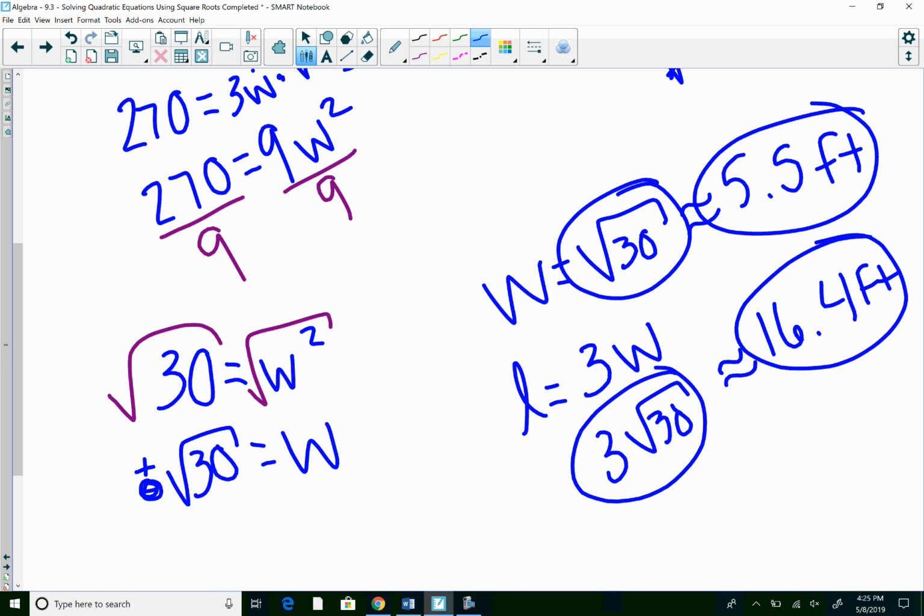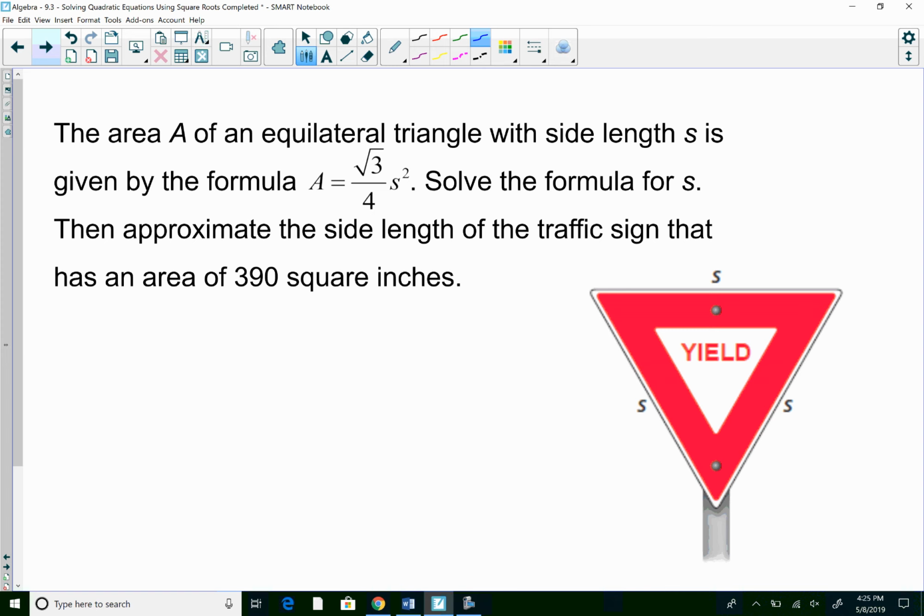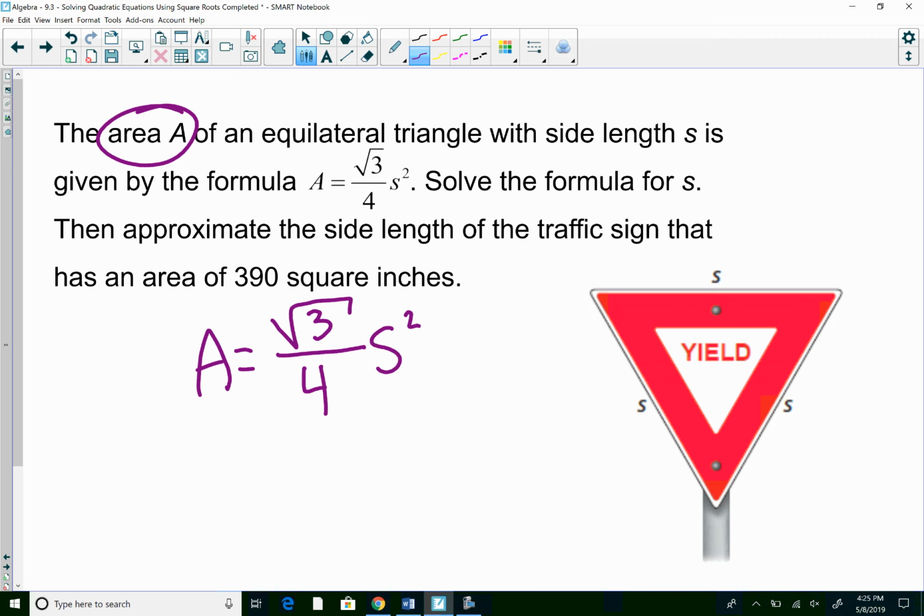All right, then the last problem that we're going to go through. We're looking at an equilateral triangle. And again, they're just talking about the area of this equilateral triangle. It has side lengths S, S, S, they're all the same. We know they are all the same because it says that it's equilateral. I'm going to start by writing down this formula. So A equals the square root of 3 over 4 times S squared.